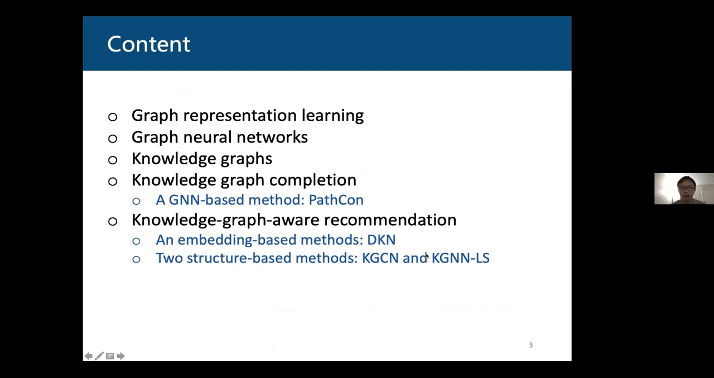So here is the content of my talk today. I will first briefly introduce the concept of graph representation learning. Then I will introduce graph neural networks, which is a special type of graph representation learning methods. And then I will introduce knowledge graphs, which is a special type of graphs. Next, I will talk about two tasks related to knowledge graphs. The first is knowledge graph completion, which consists of one of my work, a GNN-based method called PathCon. Another task is the knowledge graph aware recommendation, which consists of two classes of my work. The first is an embedding-based method called DKN, the second is two structure-based methods called KGCN and KGNN-LS.